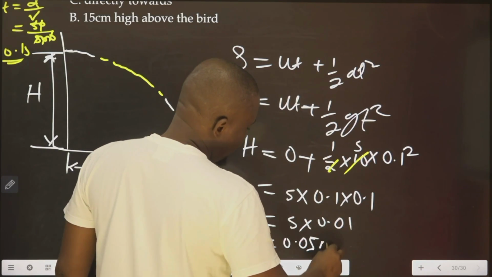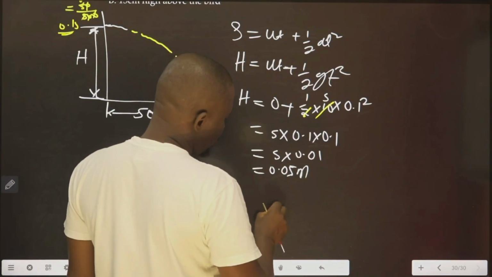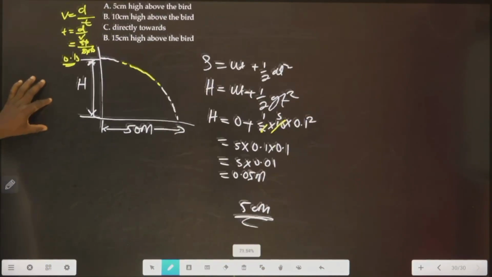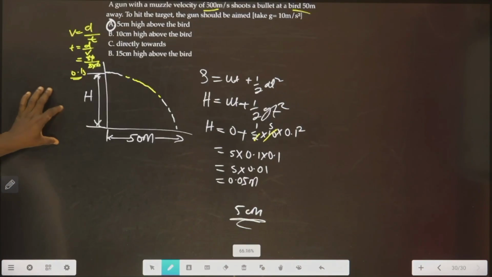0.05 meter. But the answers are in centimeters. Multiply this by 100, that is 5 centimeters. Okay, so the answer is 5 centimeters. So A is the answer, 5 centimeters high above the ground.